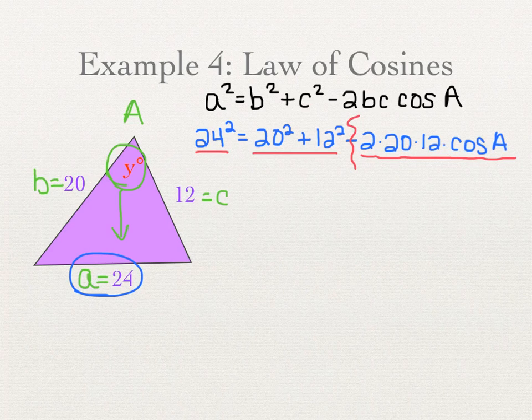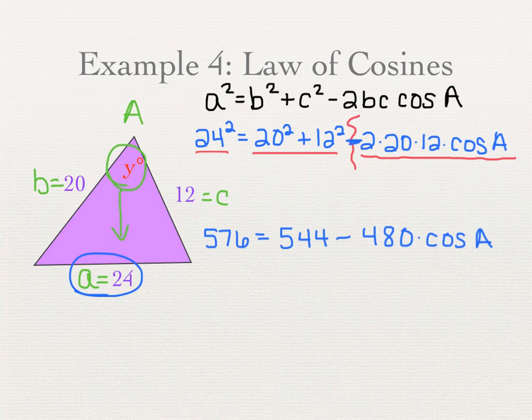So 24 squared, I'm going to move down a little bit, is 576. 20 squared plus 12 squared is 544. Minus, and that minus came from right here, 2 times 20 times 12, let's see, I think that's going to be 480 times cosine of A. Now again, I cannot combine 544 and 480 because this 480 is attached to this cosine A.